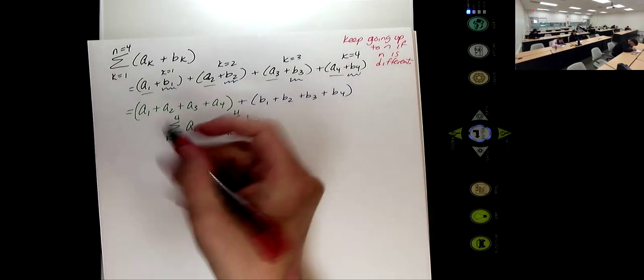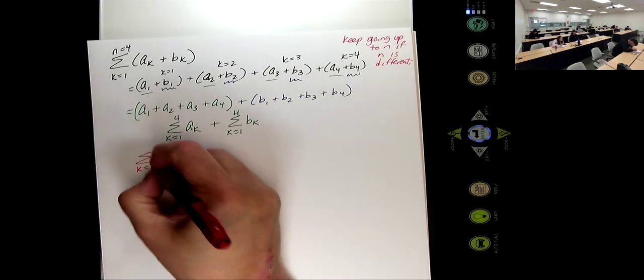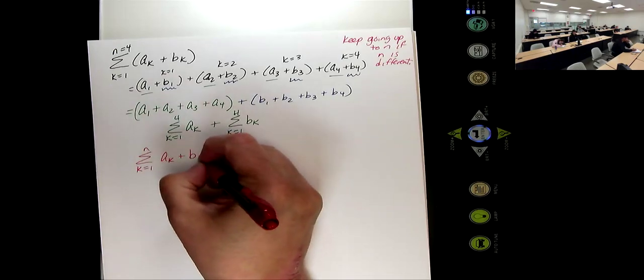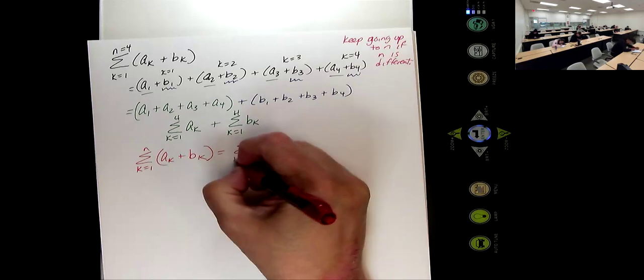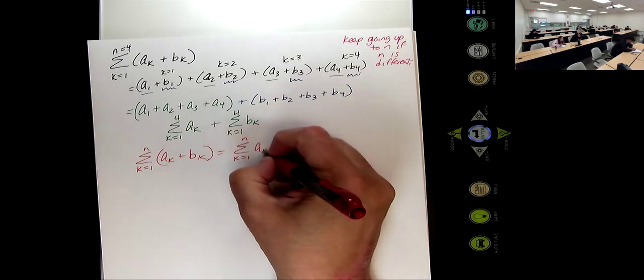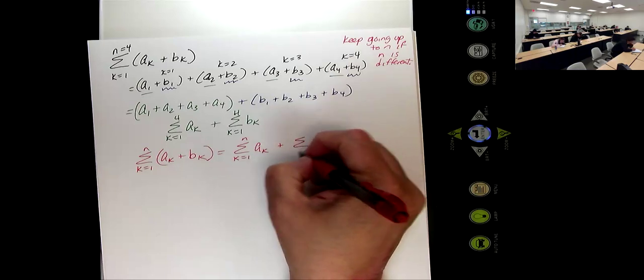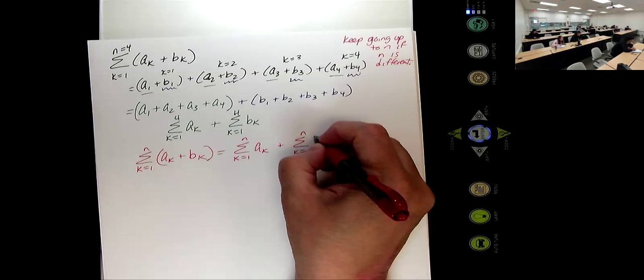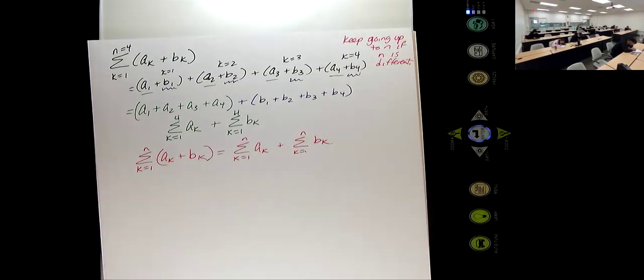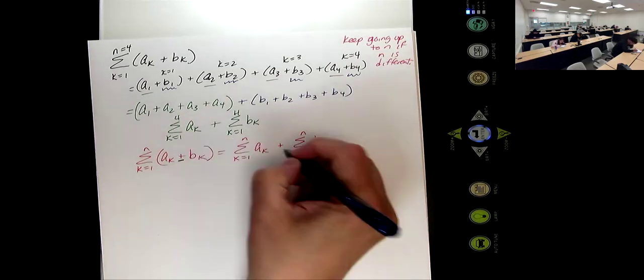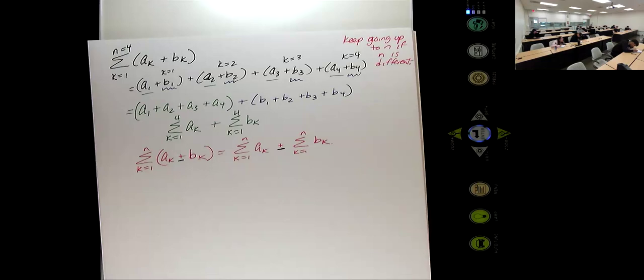So in general, the summation from k equals 1 to n of a sub k plus b sub k can be split into two summations. This actually works with the minus version as well, and we'll just do a shorthand example of that.